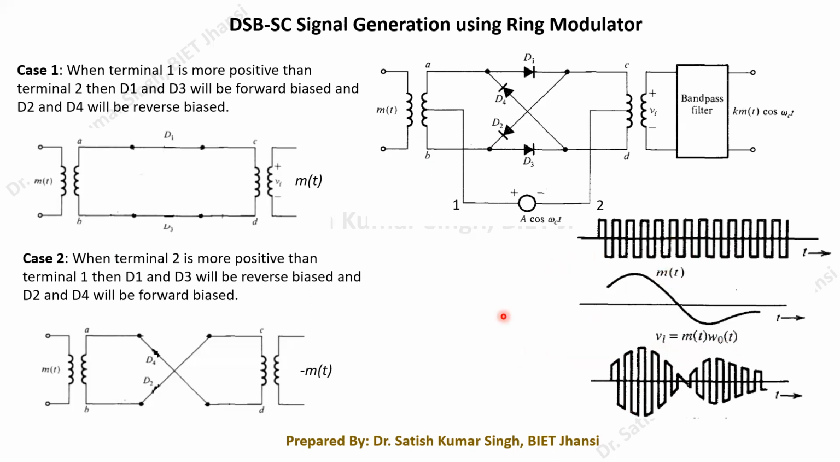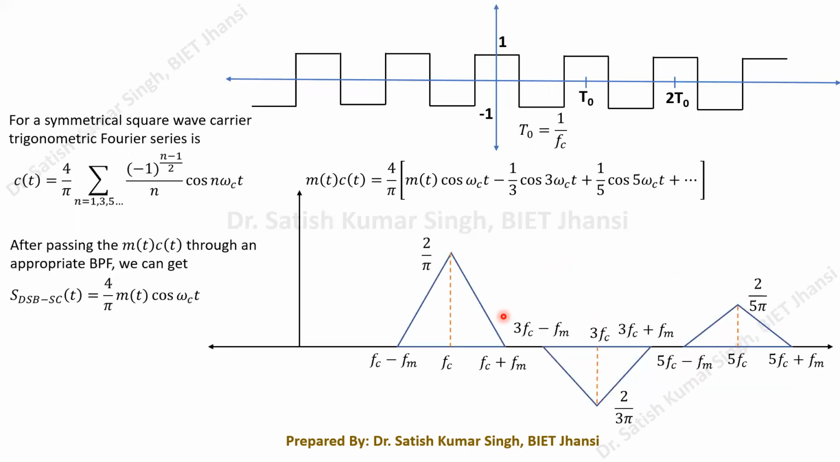In any signals and systems book, you will find a symmetrical square wave of this form, whose amplitude is 1 and -1, and the fundamental period is T naught. So its period is T naught equals 1 upon fc. This is our square wave.